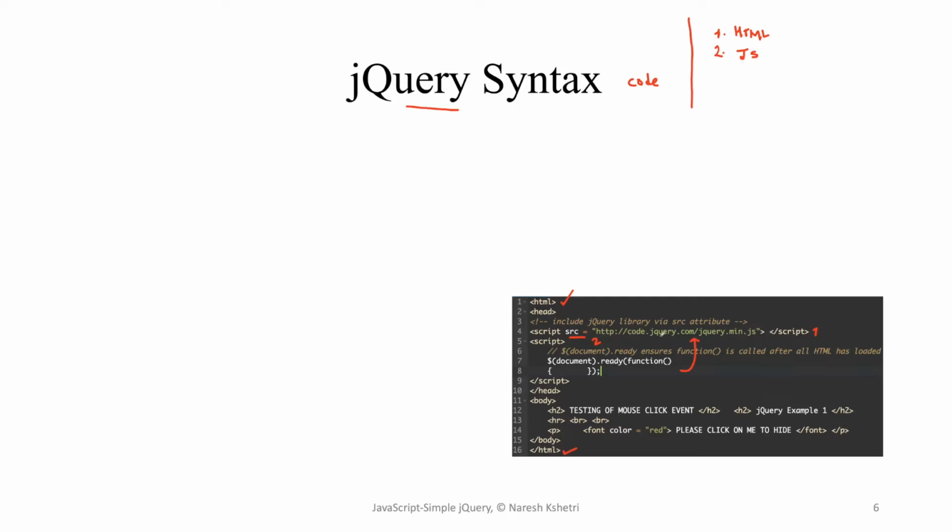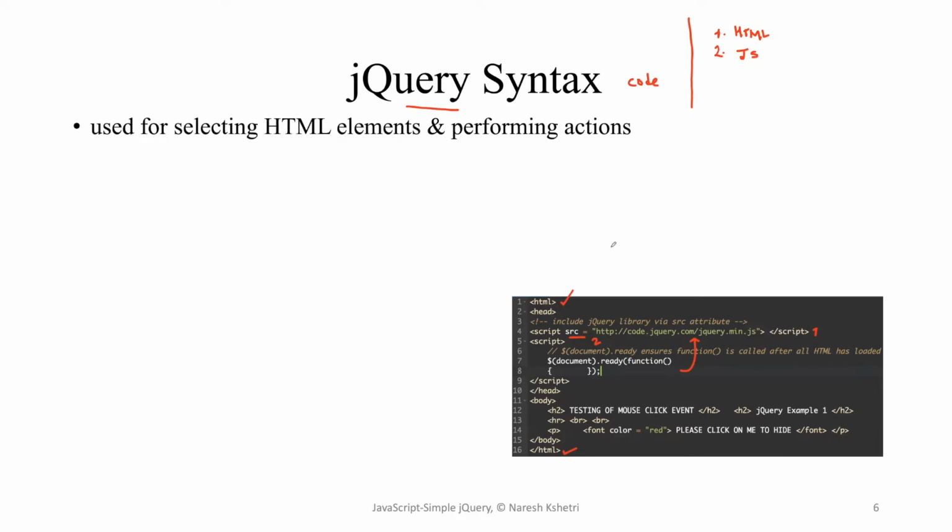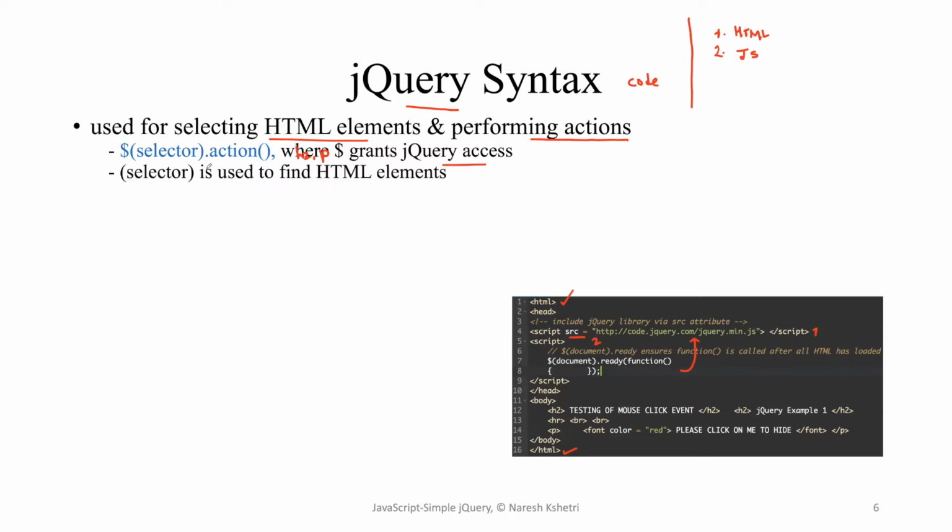If you haven't gone through these, please watch my earlier video where I have explained that. So generally, jQuery is used for selecting HTML elements. HTML elements can be a heading, say heading 2, or a paragraph, and then performing some action over those elements. So the general code is we use the $ sign, the selector, the heading 2 or the paragraph, and then the action, where $ grants the jQuery access for that.